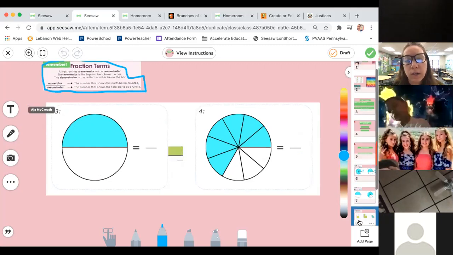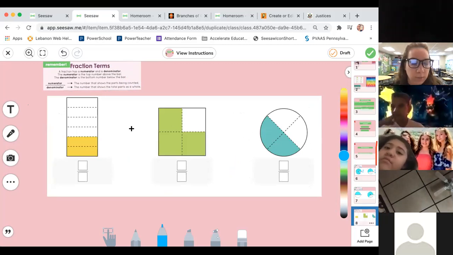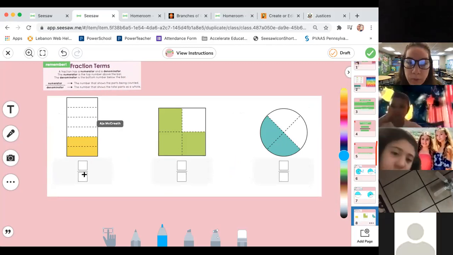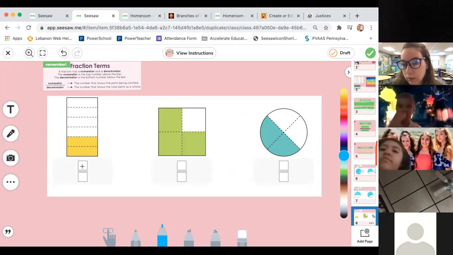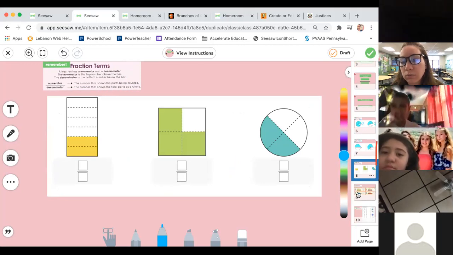And then we go here and I make you write it the same way. It's just different. They're different fractions. Some are circles, some are squares, some are rectangles. What are the total number? That goes on the bottom. How many are being shaded? That goes on the top. Okay. The last page.